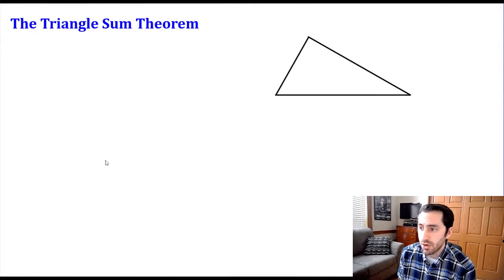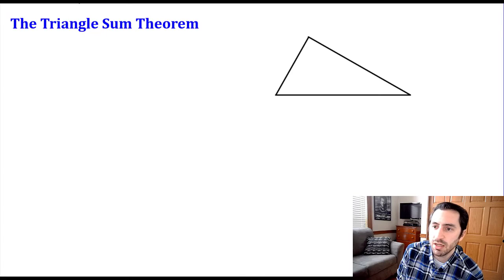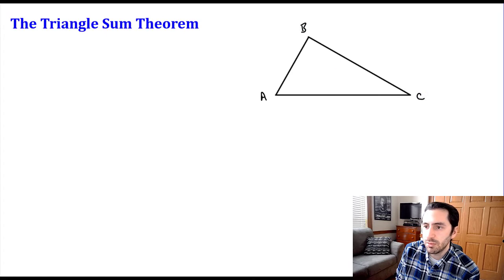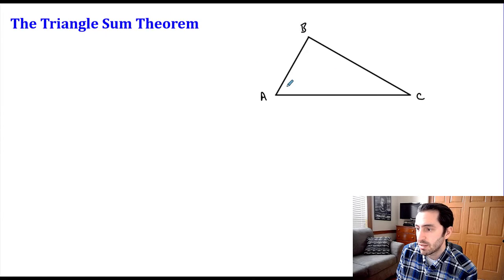So I have a triangle here. We want this triangle to be arbitrary, so it doesn't necessarily have to look like this, but this is just one example of a triangle. Let's start off by labeling this a little bit. I'm going to label the vertices as A, B, and C. And then just to make it a little bit easier to reference them, I'm going to label the angles as 1, 2, and 3 as well.